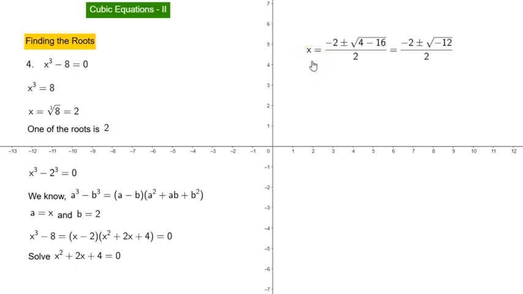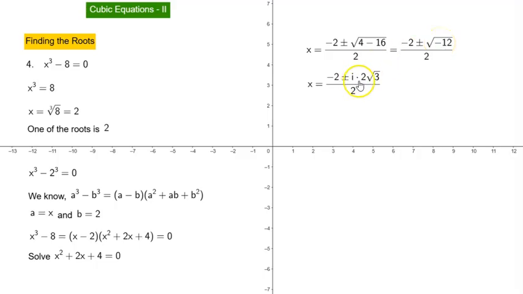We use the quadratic formula. So x is equal to minus 2 plus or minus square root of b square minus 4ac. So a is 1, c is 4. So 4 minus 16, divided by 2 times 1, that is 2, which is equal to minus 2 plus or minus square root of minus 12 divided by 2. x is equal to minus 2 plus or minus, remember square root of minus 1 is denoted by i.